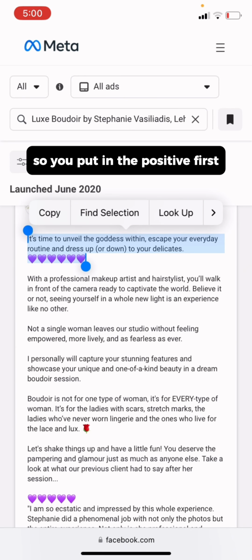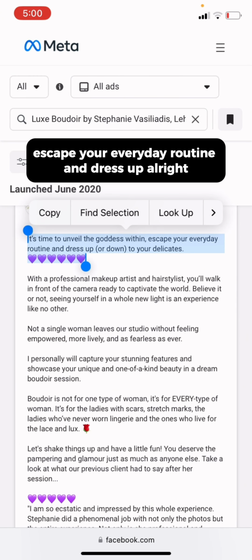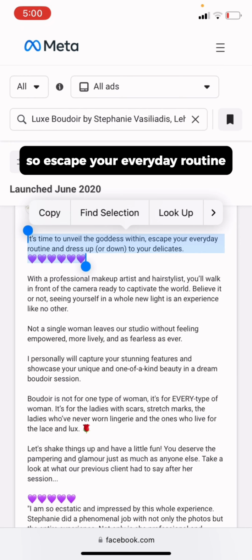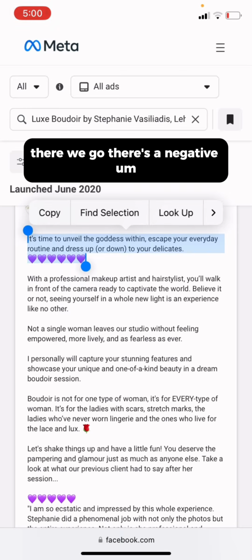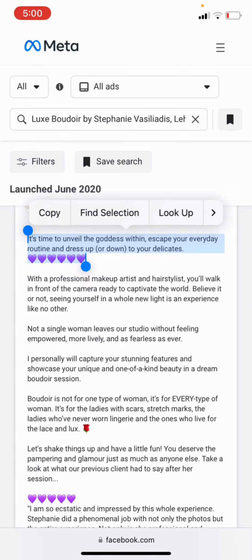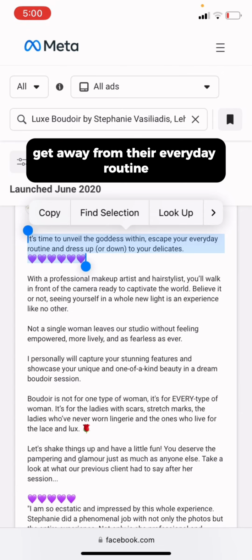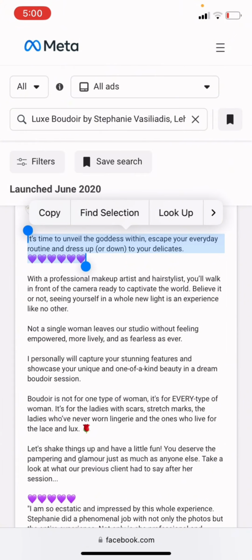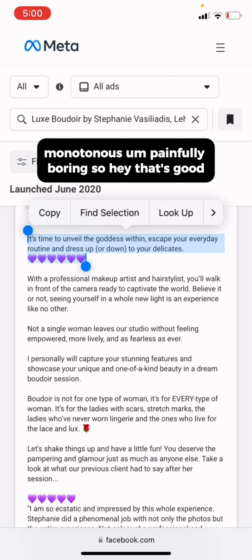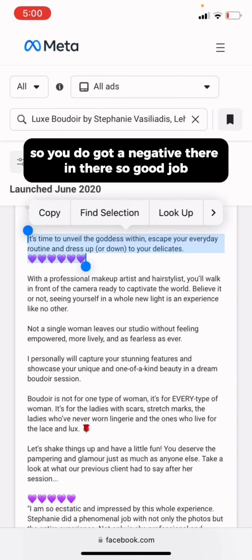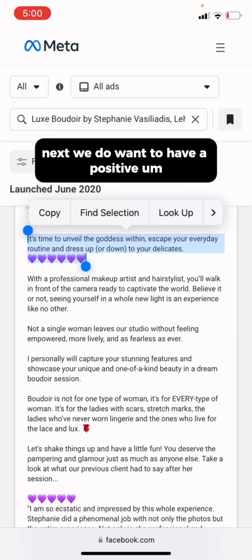So you put in the positive first. Escape your everyday routine and dress up. All right, so escape your everyday routine. There we go. There's a negative. Get away from their everyday routine. So, the negative experience they're having: boring, monotonous, painfully boring. So, hey, that's good. So you do have a negative in there. So good job. Next, we do want to have a positive.